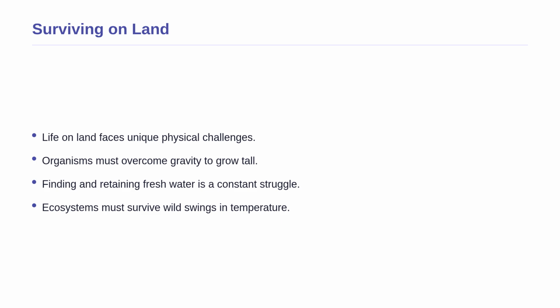Second, finding and keeping fresh water is a constant struggle, as it is not surrounding the organism. Finally, land environments experience wild swings in temperature, from freezing nights to scorching days. Overcoming these challenges is exactly what makes terrestrial ecosystems so incredibly diverse and resilient.